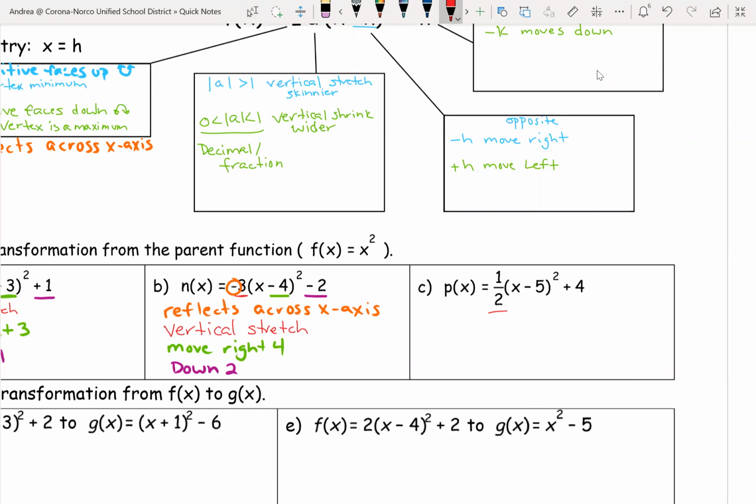The 1/2 is a shrink, a vertical shrink. Then the -5 is right 5. And then the 4 is up 4. Okay. The 1/2 is a fraction, so it's in between 0 and 1. That's the thing we struggle with the most. It's a fraction or a decimal. Okay, so it should be shrinking there.